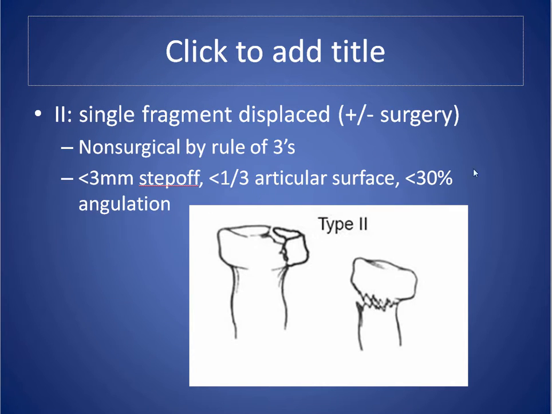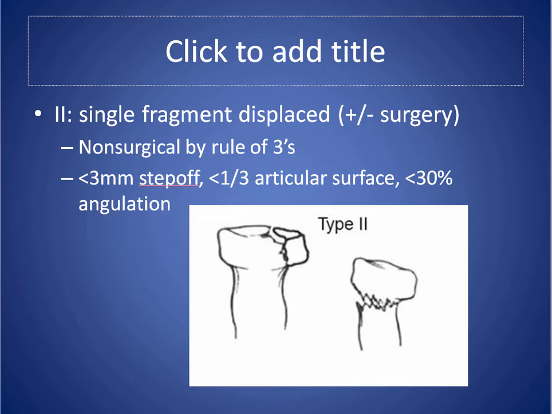The type 2 Mason fracture is a single fracture fragment that may or may not need to go to surgery for fixation. There's a general rule, which is the rule of 3: if there's less than 3 millimeters of articular step-off, or if the fracture involves less than 1/3 of the articular surface, or if there's less than 30% angulation of the fracture, those are more amenable to conservative management.